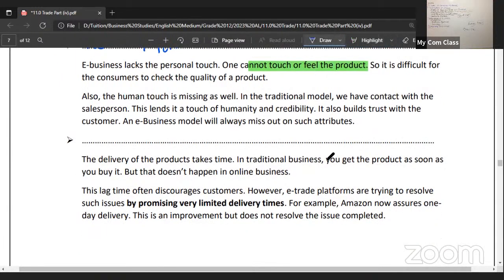Right, next one, the delivery time, right? So the product could take time to deliver. So let's write like this: it takes time to deliver the product.